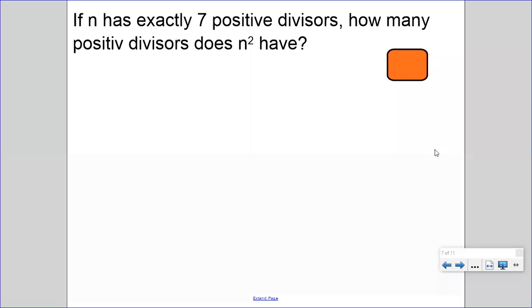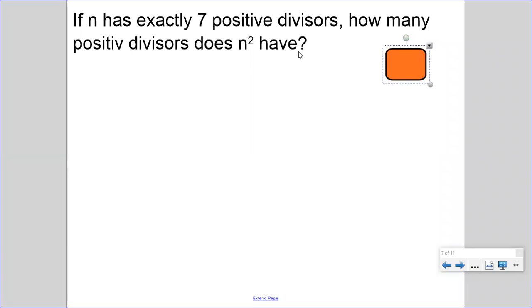All right, so if n has exactly 7 positive divisors, how many positive divisors does n squared have? Take a minute and think about this one and what that would mean for us. What did we get for this problem?